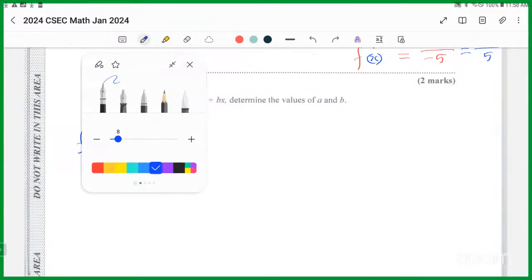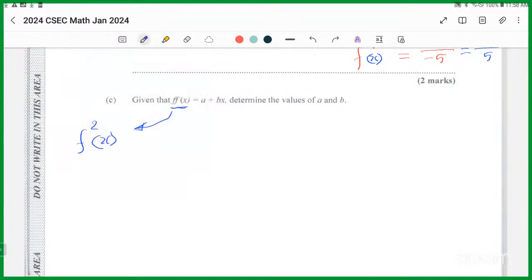Use a different color. But remember that this f of f, they could have given to you as f squared, which means the same thing. So if we get a question and it's f squared of x they're asking you for, it means f of f of x. Remember that, guys, because they give it to you like this sometimes instead of f of f as they did here. Alright? Well, let's do it now.